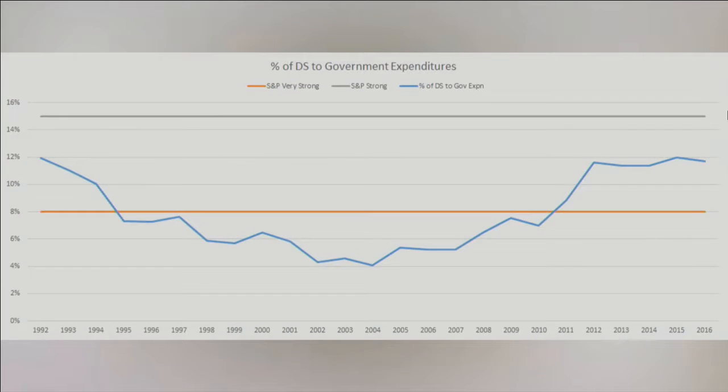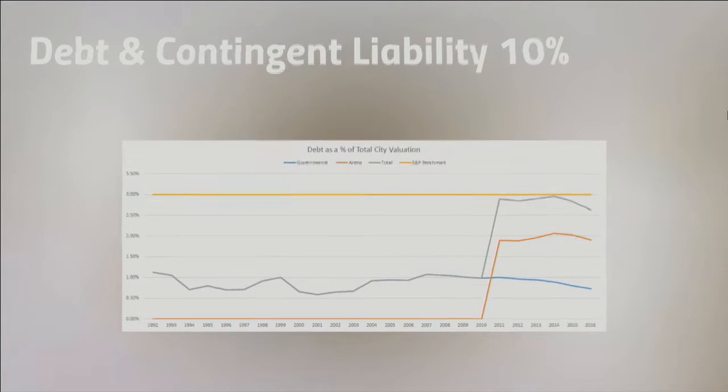If you look at the indicators that they typically look at, this is a percent of debt service to governmental expenditures, which would include the arena debt. The gray line there is at 15%. Anything between 8 and 15, S&P would consider strong. You can see we're hovering right around 12%. The main increase back in 09-10 was because of the arena debt, so that's why you see that spike there. So we look pretty good from that indicator.